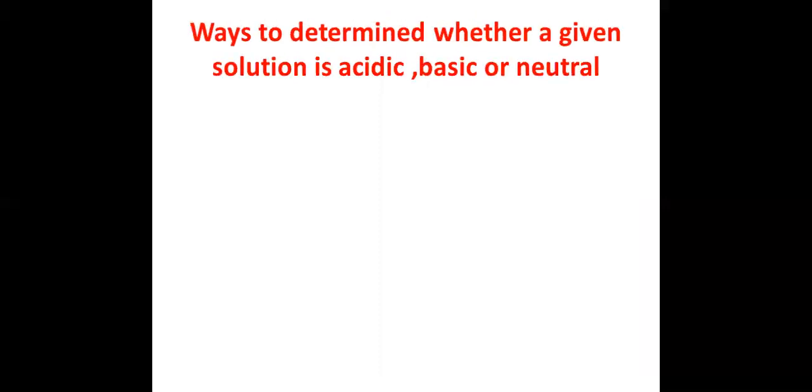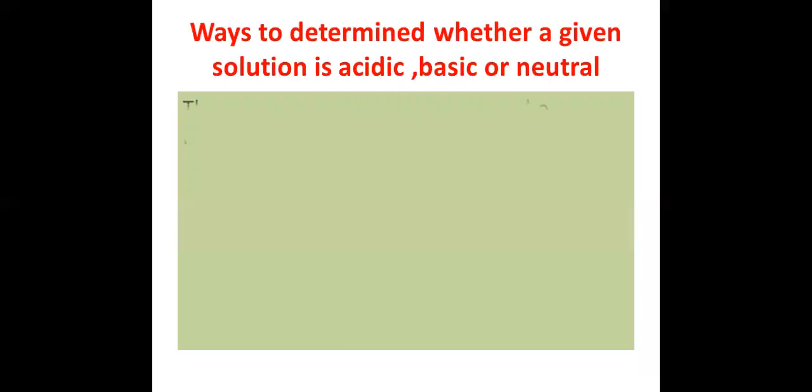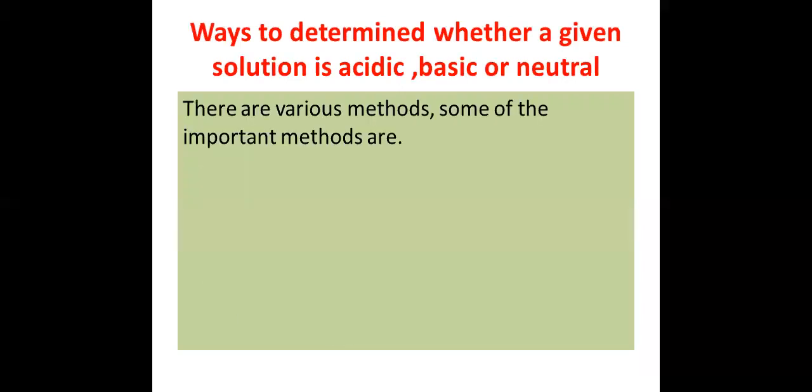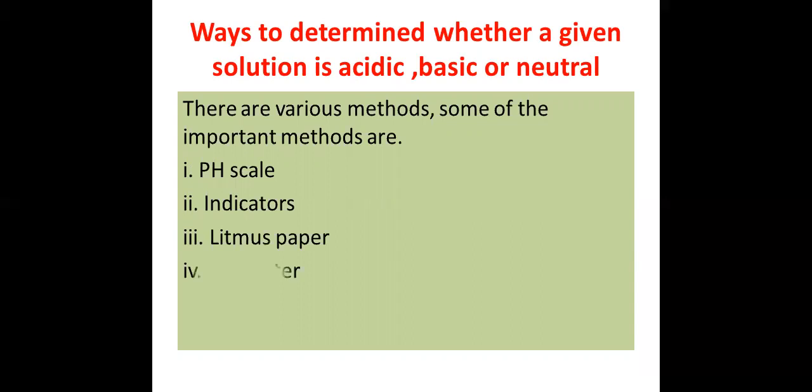Ways to determine whether a given solution is acidic, basic, or neutral. We have different methods or different ways. There are 4 important ways. The first one is the pH scale, then indicators, then using litmus paper, and using a pH meter. These are the 4 important methods.